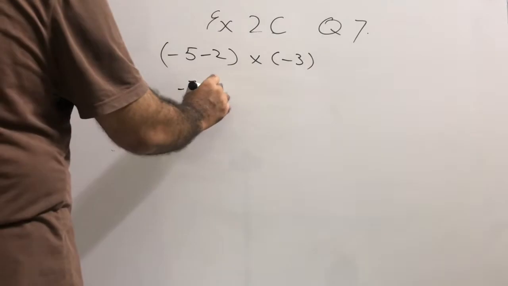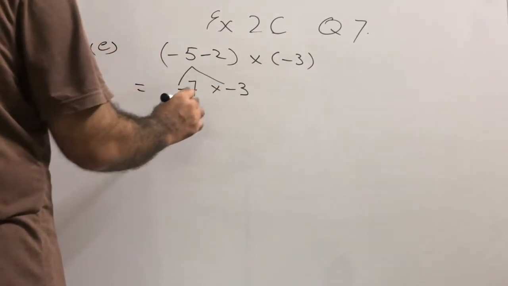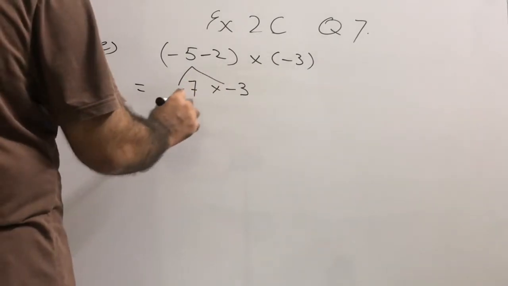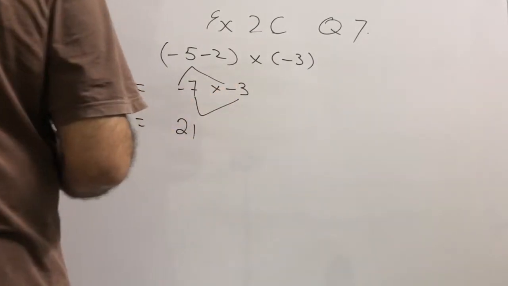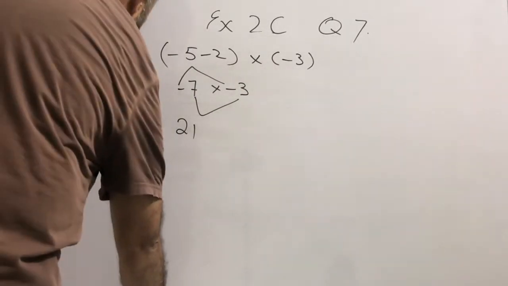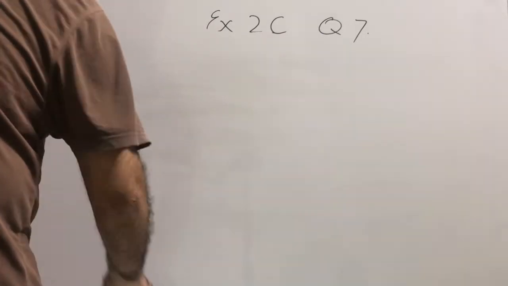Multiply by minus 3. Now this minus will be multiplied with this minus. Minus minus is plus. 7 will be multiplied with the 3. 7 3s are 21. 21 is the answer for part E. Now we will move to part F.